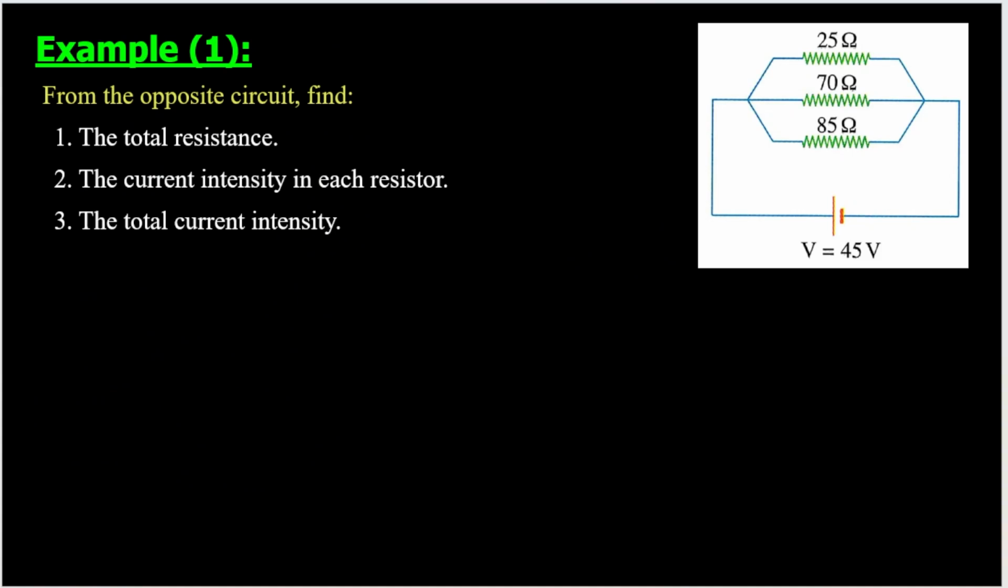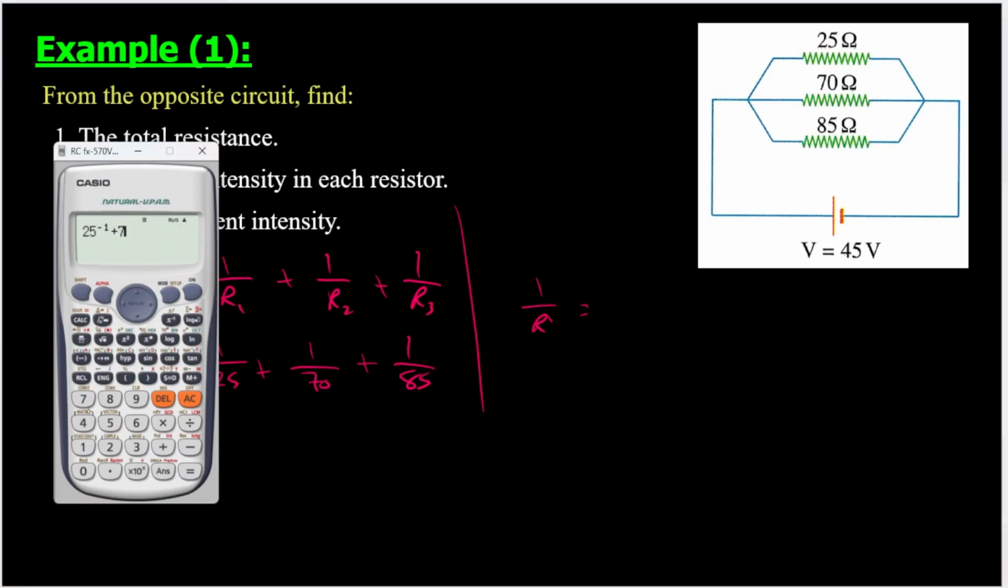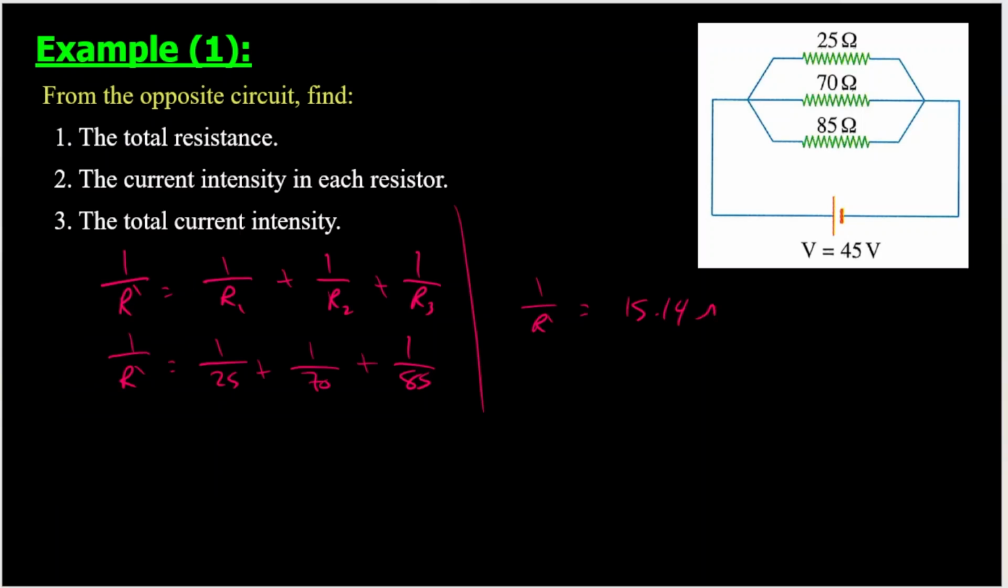Okay. So in this question, the question is asking you just to calculate the total resistance and the total current. To calculate the total resistance, you are not required to do it, but I told you how. 1 over R equivalent is equal to 1 over R1 plus 1 over R2 plus 1 over R3. So 1 over R equivalent is equal to 1 over 25 plus 1 over 70 plus 1 over 85. So 1 over R equivalent in this case is equal to 25 to the power negative 1 plus 70 to the power negative 1 plus 85 to the power negative 1. Then you can reverse it. So it's equal to 15.14 ohm to the power negative 1.